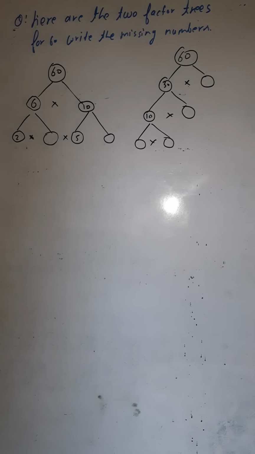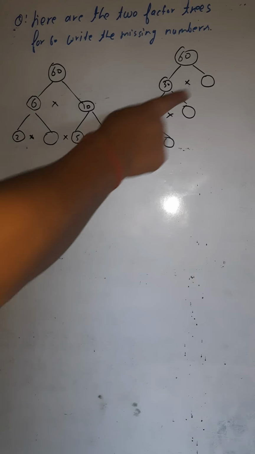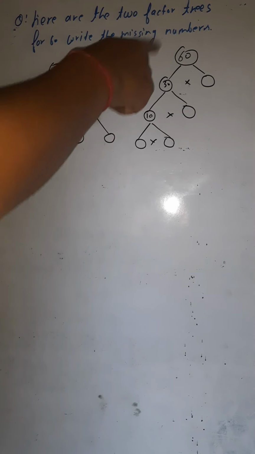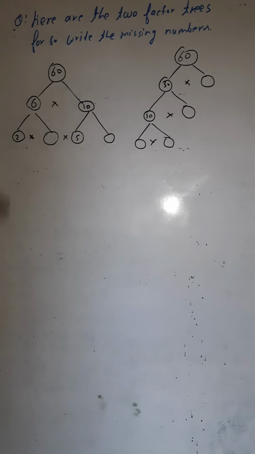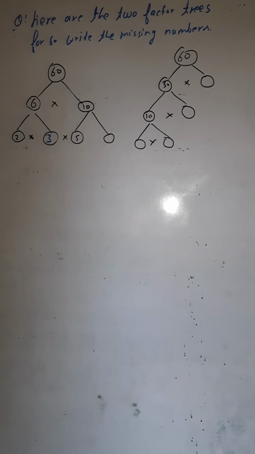So here in this question we have two factor trees for 60. Write the missing number. This is the first one. This is the second one. So here you have to find out the missing number. Now if you see the factors of 60 here, like here 6 and 10 make 60. And now the factors of 6 are 2 and 3. So factors of 6 would be 2 multiplied by 3. So the missing number would be 3 here.